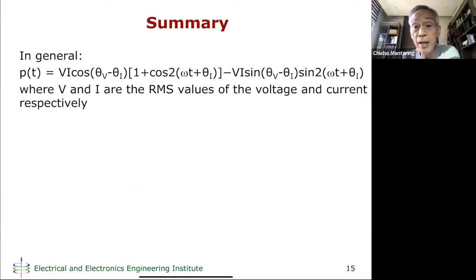Okay, let me just summarize what we observed. In general, this is my expression for P of T, which looks kind of complicated. It consists of three terms: two sinusoids and one constant term. This is my constant term. This is my first sinusoid, of course, with this amplitude. And this is my second sinusoid. Here, V and I are the RMS values of the voltage and current respectively.